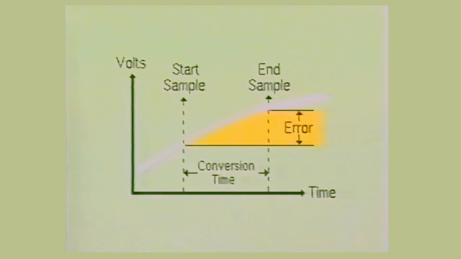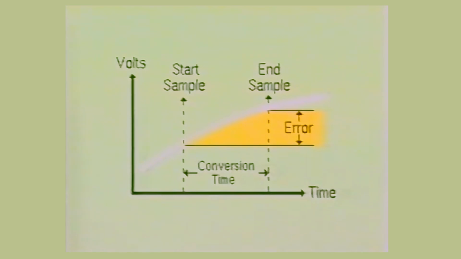The quantizing error is another important characteristic of the AD converter. The quantizing error is a result of the changes in the analog input level during the conversion process. As you recall, a specific amount of time is required for the ADC device to convert the analog input into a digitized output. This was referred to as the conversion time.